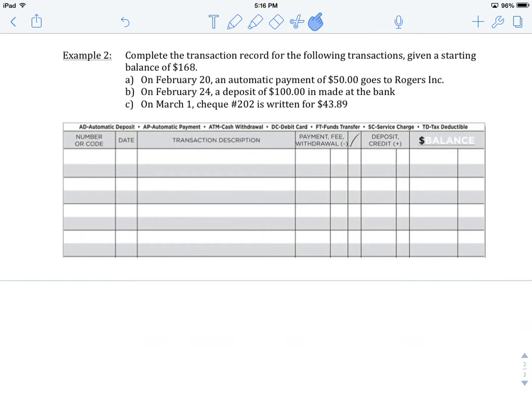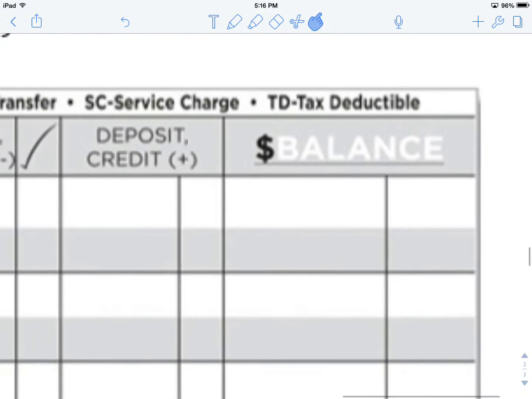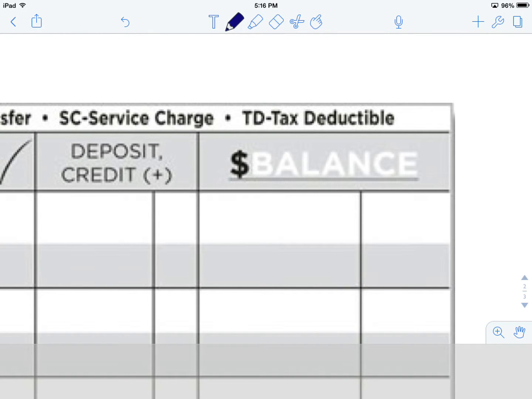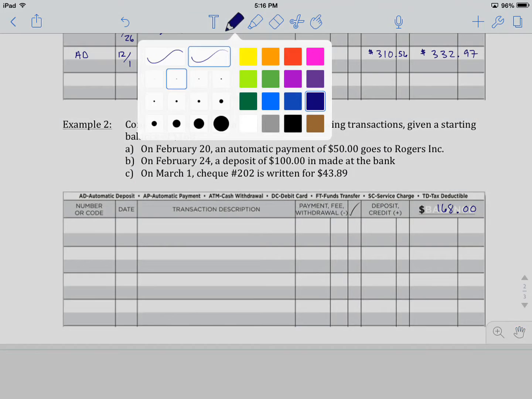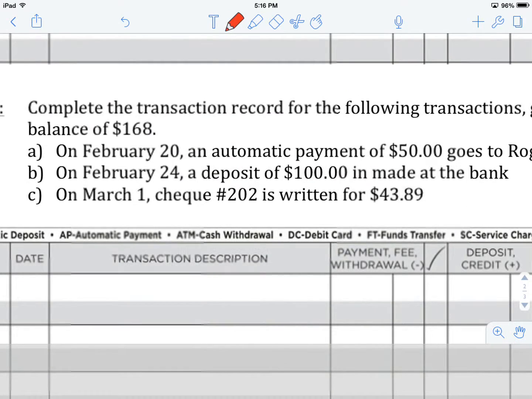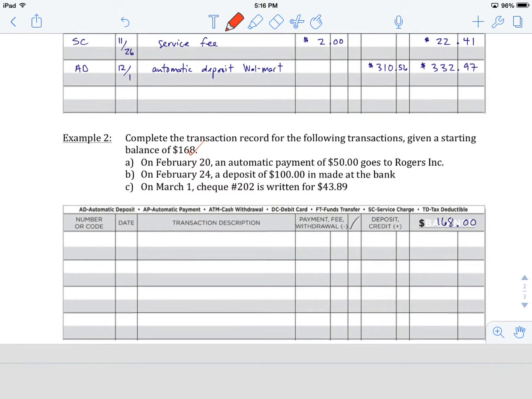Complete the transaction record for the following transactions given a starting balance of $168. So let's start there. $168, our starting balance. 168, there's our decimal, there's our 2 zeros. Okay, first one down. All right, on February 20th, an automatic payment of $50 goes to Rogers Inc.